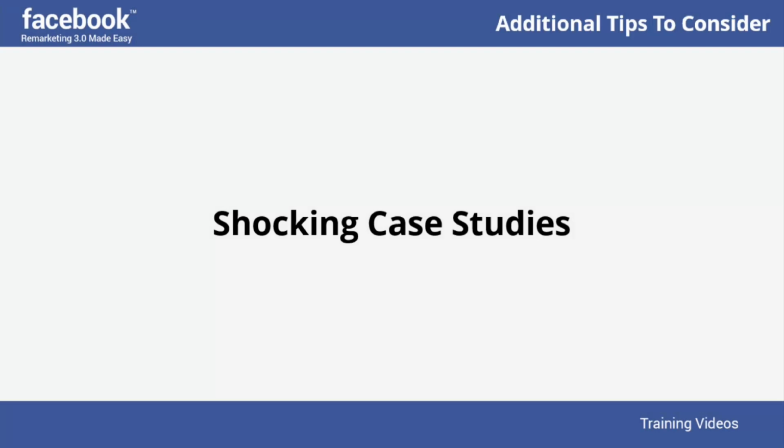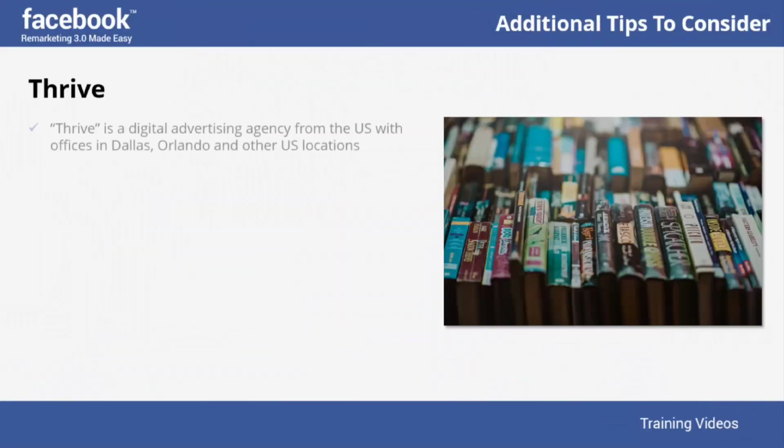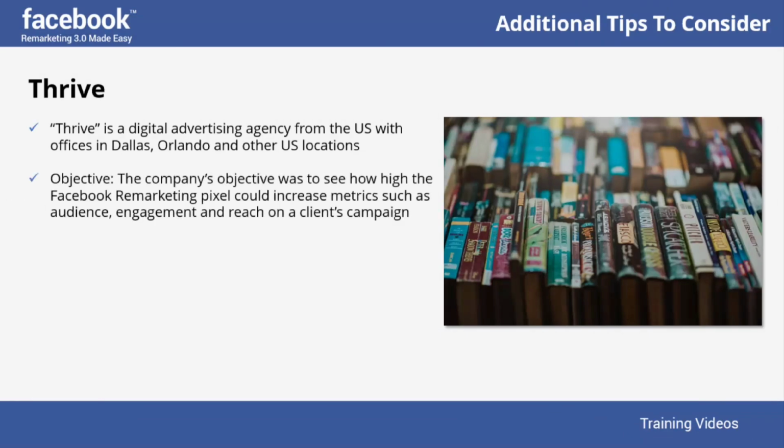Shocking case studies. Thrive. Thrive is a digital advertising agency from the U.S. with offices in Dallas, Orlando, and other U.S. locations. Objective. The company's objective was to see how high the Facebook remarketing pixel could increase metrics such as audience, engagement, and reach on a client's campaign.